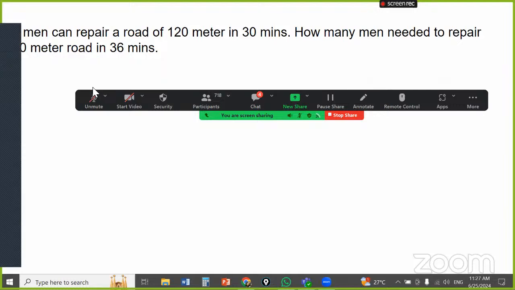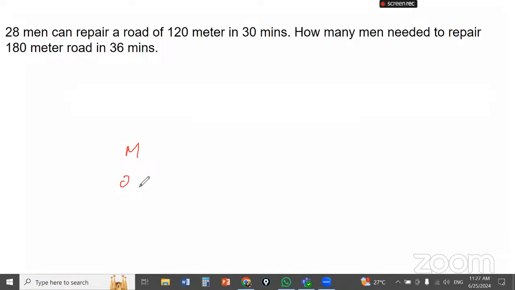See here, what they have given is 28 men. So we have men, that is 28. The other men, we don't know, we have to find. And then the 120-meter road, that is work done. So work done is 120. And then this is hours. We don't have D. That is 30 minutes. And this is 180 and this is 36. So work done, we have to divide it. So men and hours will be multiplied and work done has to be divided. I think that's a mistake you would have made.